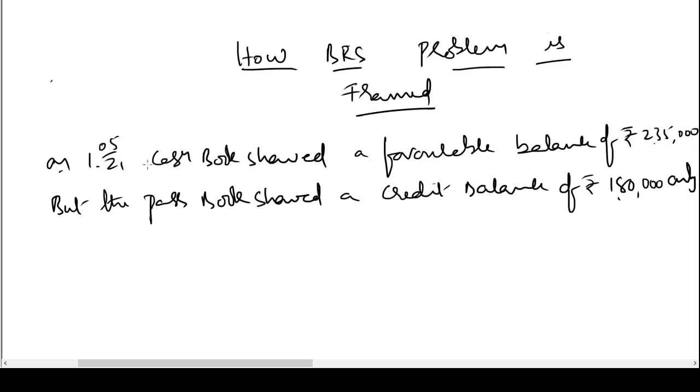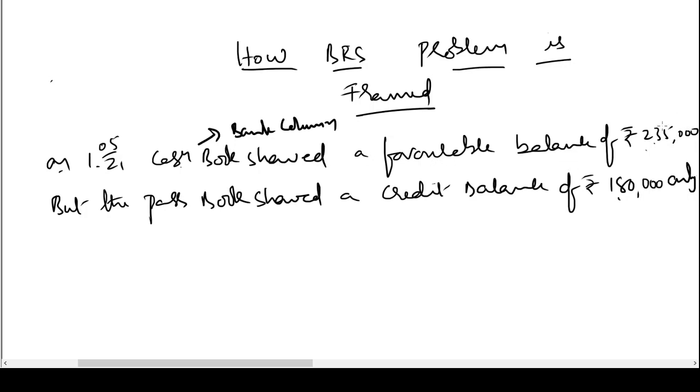On 1st May 21, cash book showed a favorable balance of 2,35,000. So in this topic called the bank reconciliation statement, whenever we are talking about cash book, we are actually talking about the bank column in the cash book, or the bank account in our ledger accounts. So on 1st May 21, cash book, that is the bank column, showed a favorable balance of 2,35,000.